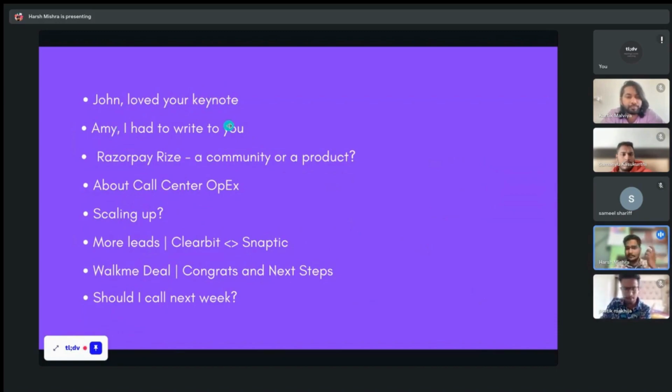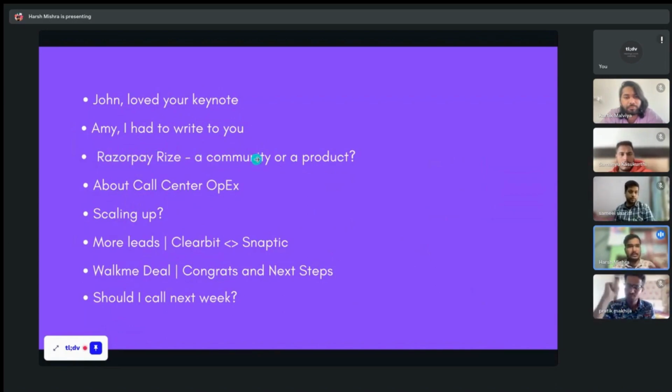Next, "I had to write to you this email." Let's say you get an email like "Pratik, I had to write to you." You would be curious, right? Why did the person have to write to me? Then, "Razorpay Rise." Let's say I'm targeting somebody who's a head of community, and I have Razorpay Rise as my customer. So this is that subject line.